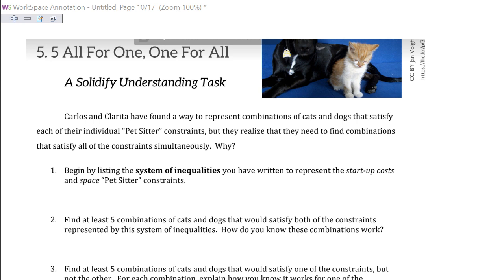So, begin by listing the system of inequalities you have written to represent the startup cost and space. So the startup cost, it was $32 for each cat and $80 for each dog. And if you remember that we only had $1,280 saved up from our previous gig, okay? So that's your cost constraint.